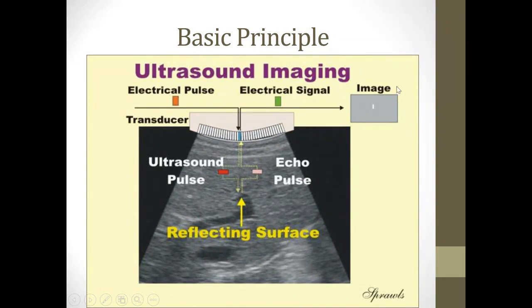The whole idea is that I have an electrical pulse, and this electrical pulse stimulates my crystal to emit the ultrasound beam or the ultrasound pulse. This ultrasound pulse penetrates the patient's body. Part of it experiences attenuation, meaning a loss of energy, while another part undergoes transmittance and another part experiences reflection. This, of course, depends on many factors, as we will discuss later in the interactions.